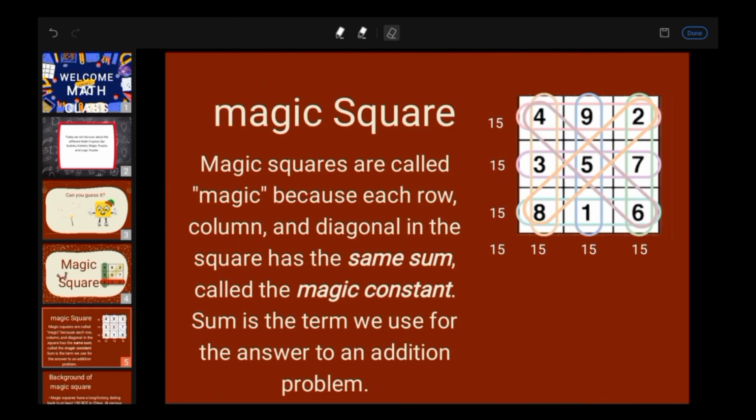Magic squares are called magic because each row, column, and diagonal in the square has the same sum, which we call the magic constant. And when we say sum, ito yung result ng addition. Halimbawa, kapag inad mo yung mga number sa row, column, o diagonal, kailangan mag-equal sila sa same number. Sa 3x3 magic square, ang magic constant ay 15.